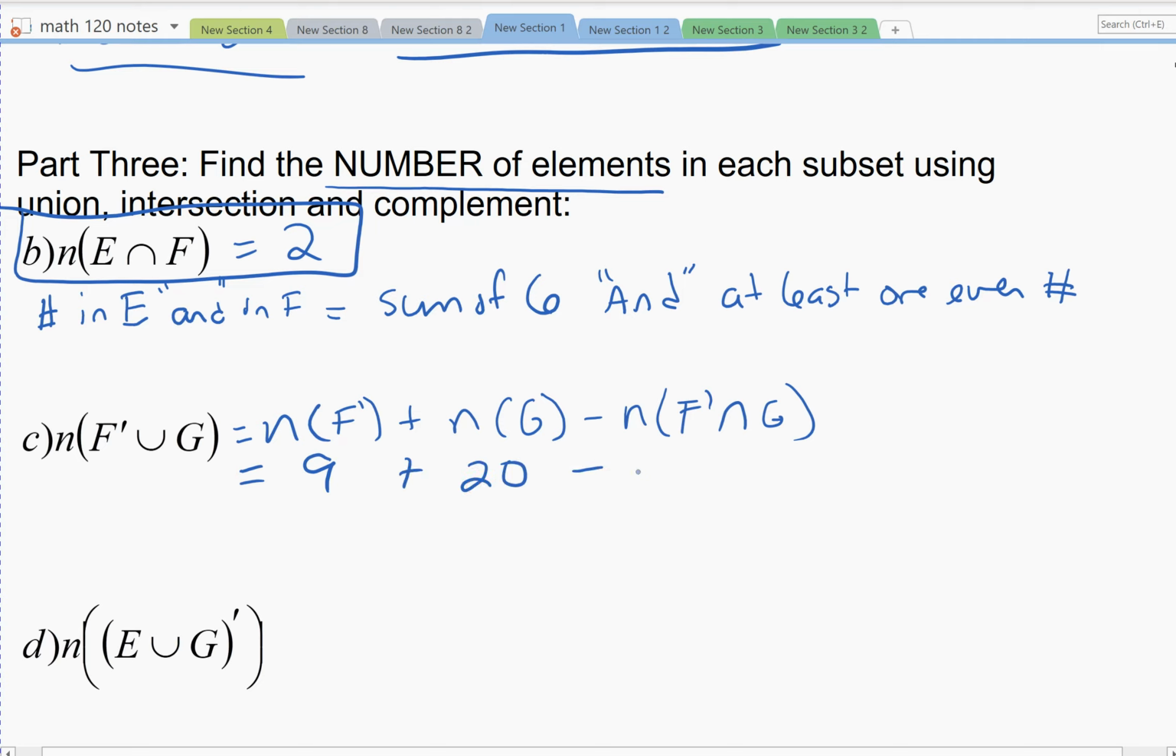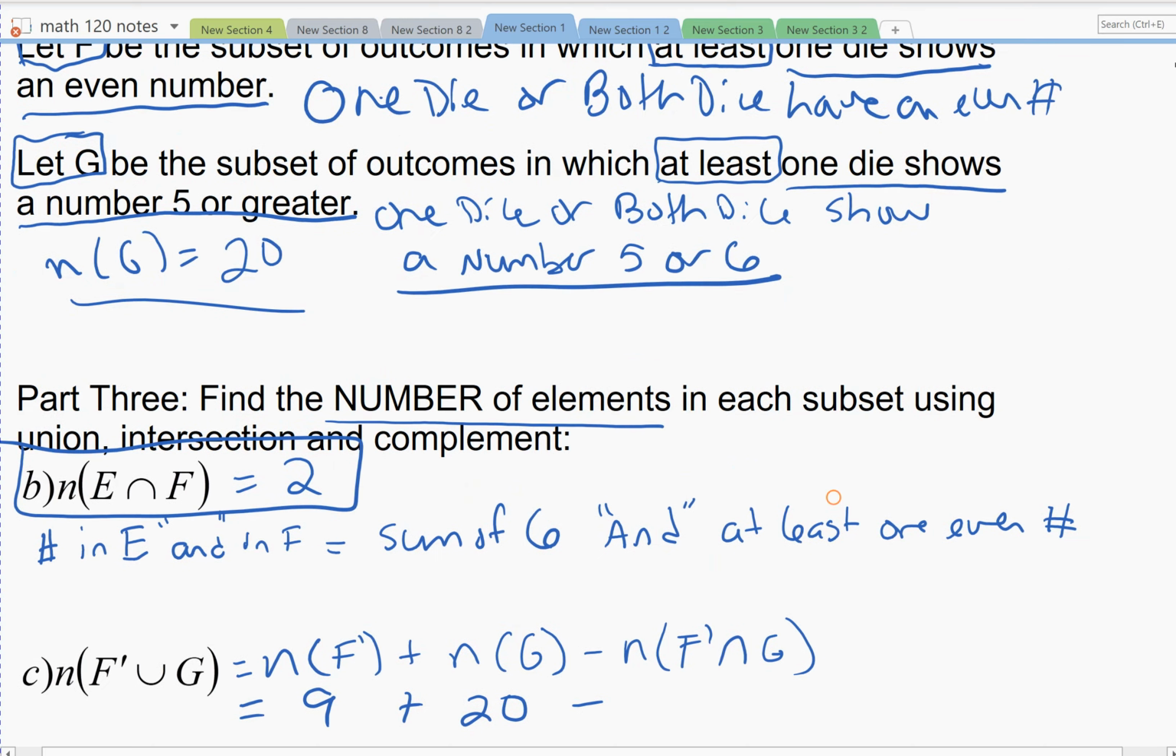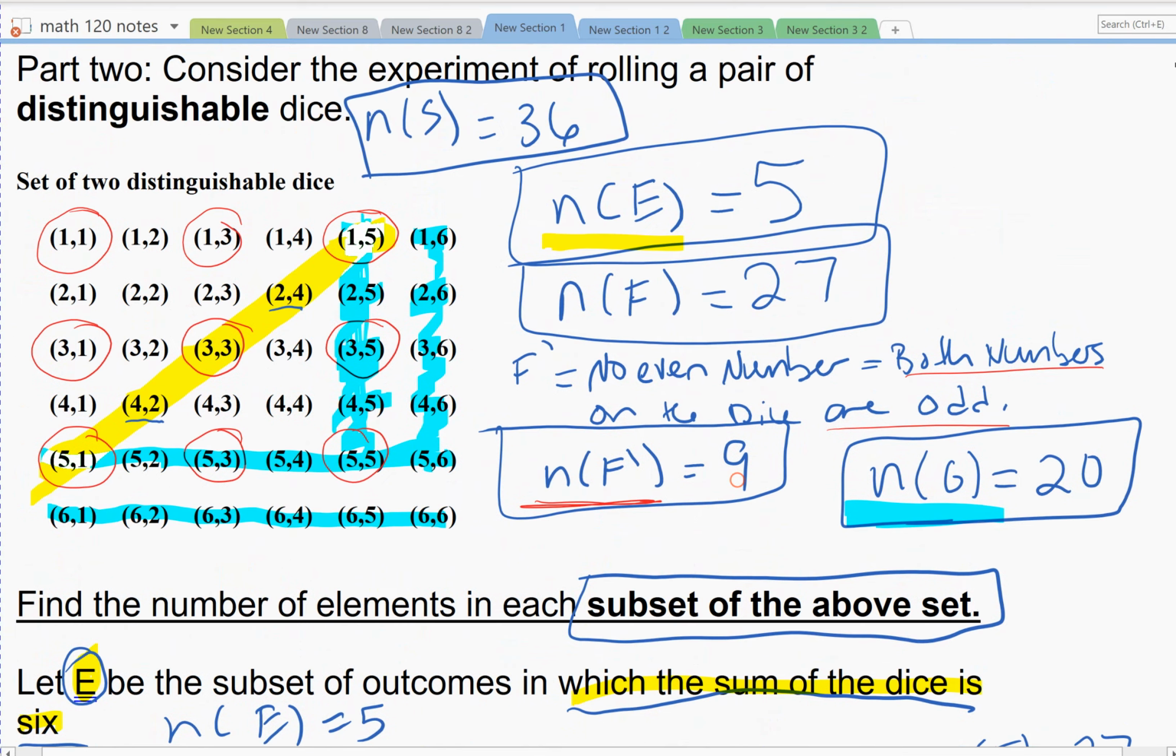And then I just have to figure out, well, did I count anybody twice? If I did, I need to make sure I subtract that. So I'm going to go back up to my picture, and I'm going to double check that my numbers are right. And they were. Not an F, there were 9 of them. In G, there were 20 of them.